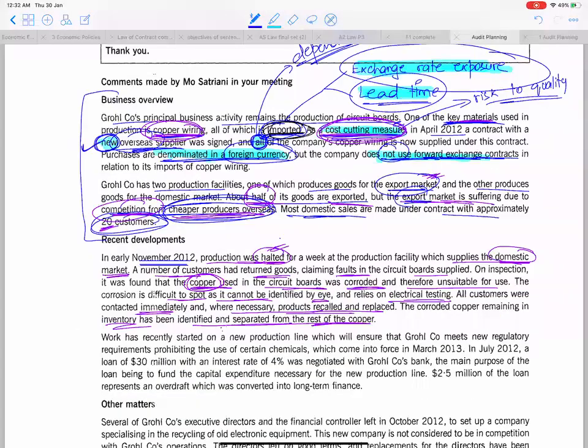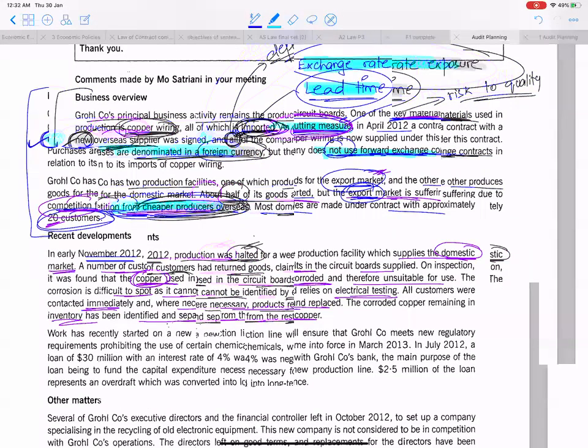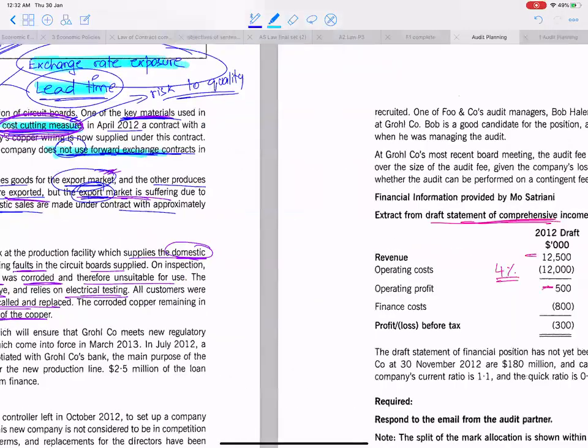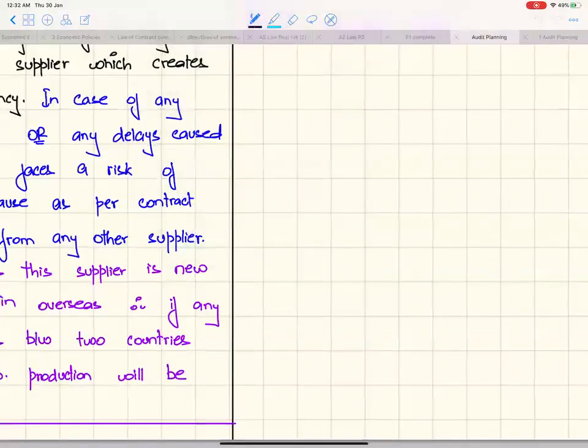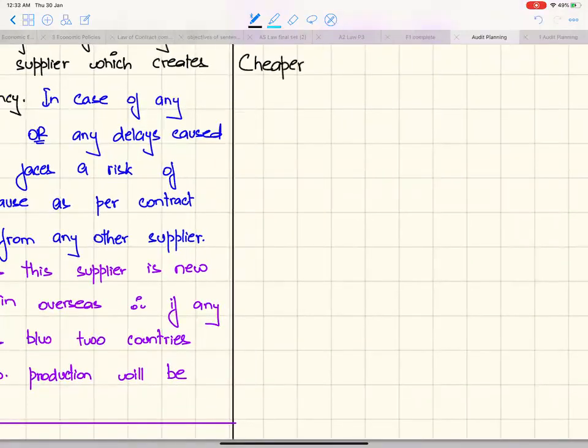Now, moving forward towards the export market, which is suffering competition from cheaper producers overseas. Now, let's write this risk. The risk is cheaper producers in overseas. Now let's identify the risk. What is the risk?